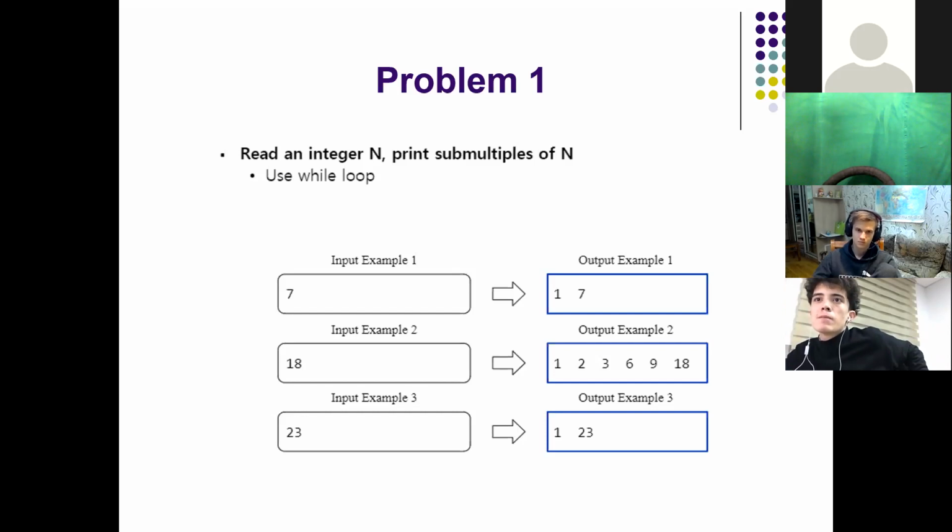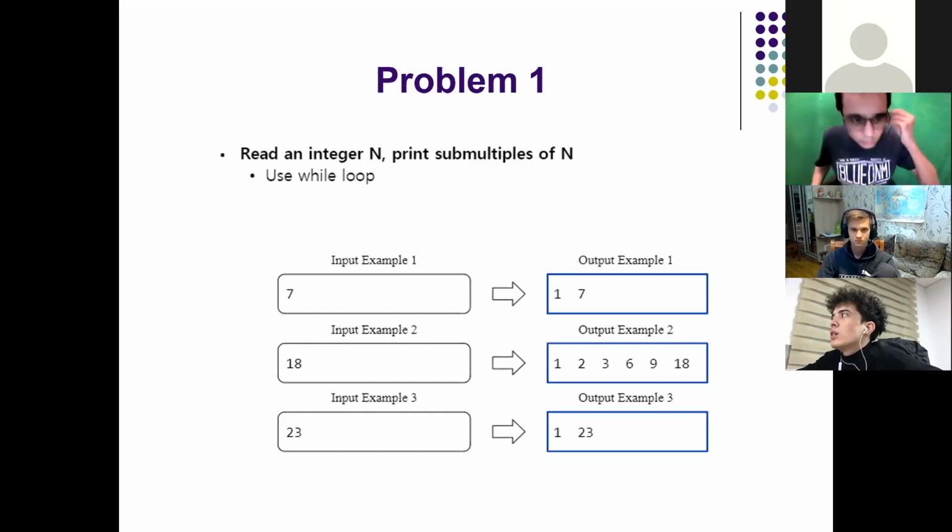Did you get it? Yes, I got it. Камран? Вам понятно, Камран? Yeah, I got it. Нет. Непонятно? So submultiple is like множители, да, Владимир? Да, множители. So you must make a program that prints the multipliers of the number entered by the user. 7 has multipliers 1 and 7, 18 has 1, 2, 3, 6, 9, 18, and 23 has 1 and 23. You must find the numbers by which this number is divisible. Понятно?